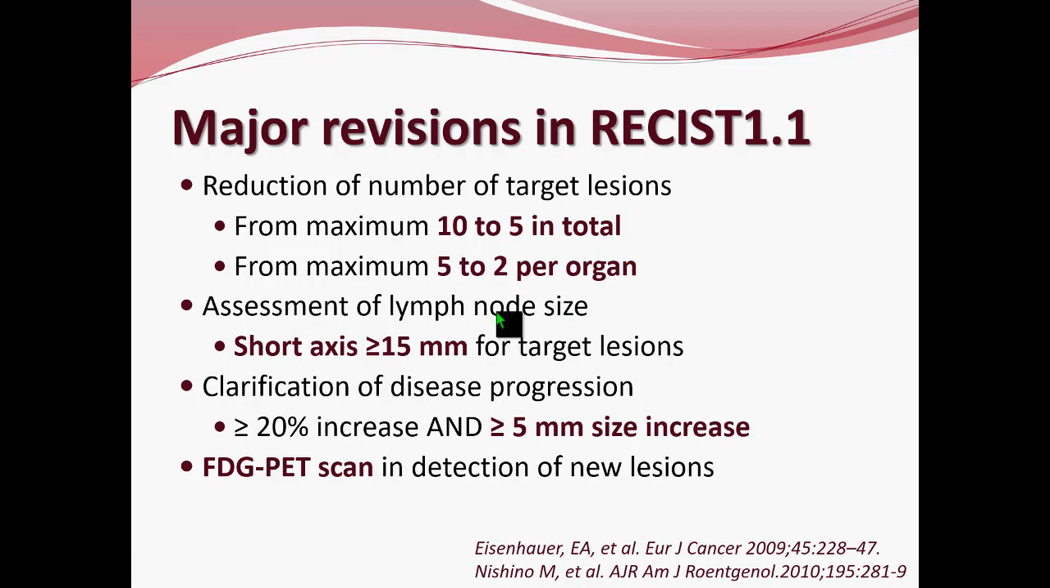Assessment of the lymph node size was also redefined, and for the lymph nodes alone, we use short axis as opposed to the longest diameter, and we need 15 millimeters of short axis to make a lymph node a target lesion. Disease progression was also clarified, and in addition to a 20% increase, we now need a 5 millimeter absolute increase in size, to accommodate measurement variability of small lesions after effective therapy. And FDG PET scan has been included in detection of new lesions.